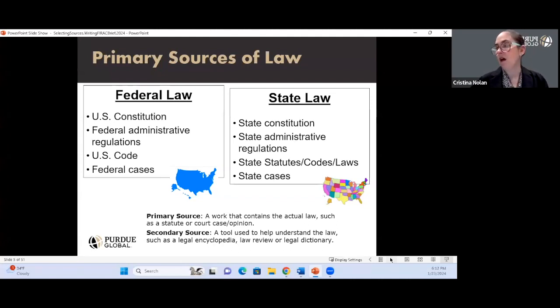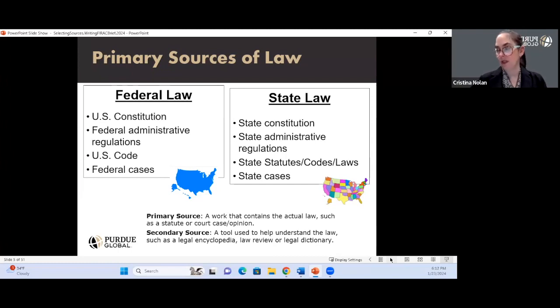In terms of state law, we've got the state constitutions, state administrative regulations, so this would be our state level agencies, state statutes, codes, laws, and then state cases, state case law. Just again, at the bottom of the slide, you'll see the little contrast.